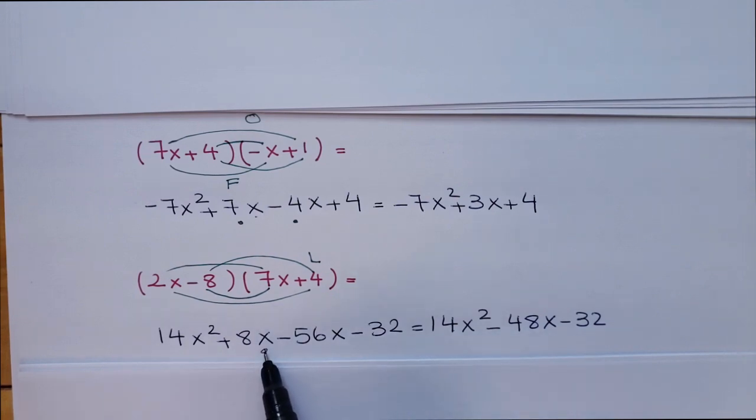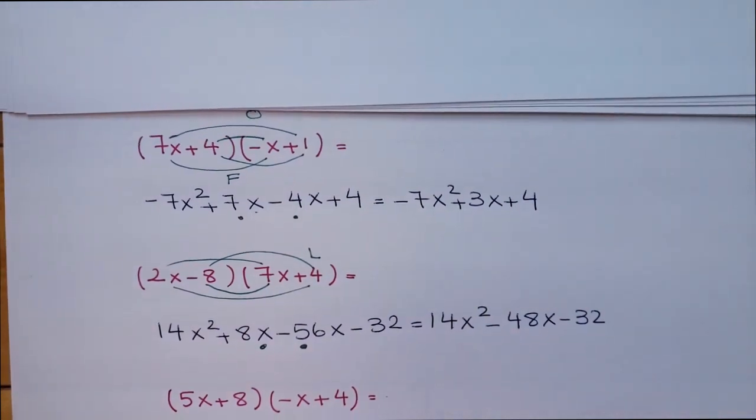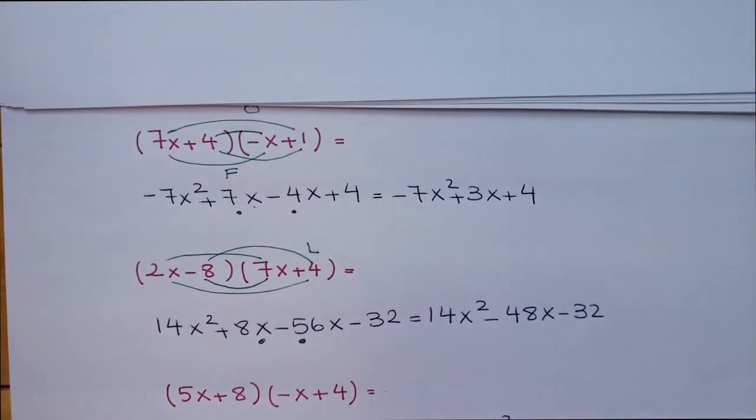Here again, we have two like terms. So it will turn out to 14x squared. I have 8 plus negative 56, which turns out to negative 48x, and then the constant. Let's continue with another example. 5x plus 8 multiplied by negative x plus 4.